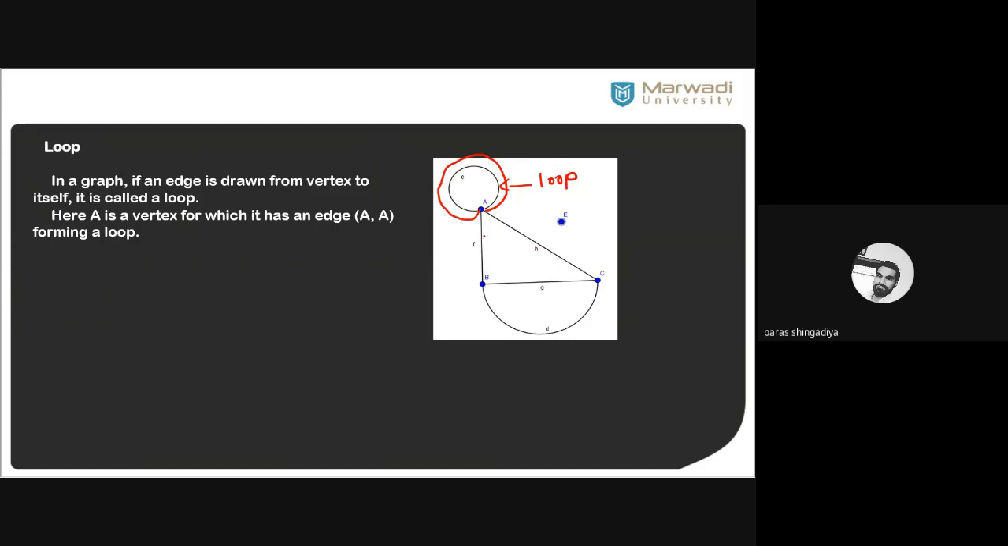A, B, C, A, B, C, A. No, it is not a loop. It is one of the cycle. There are three edges involved in this A, B, C, A form. So we just consider only single edges, and if its starting and ending point are same, then it is called the loop.